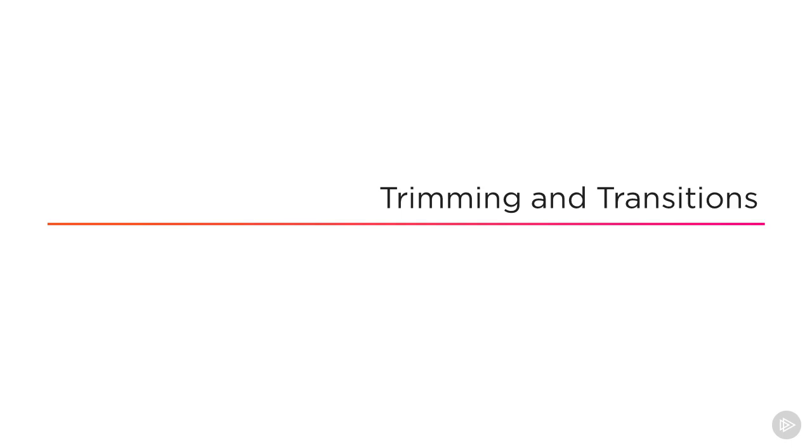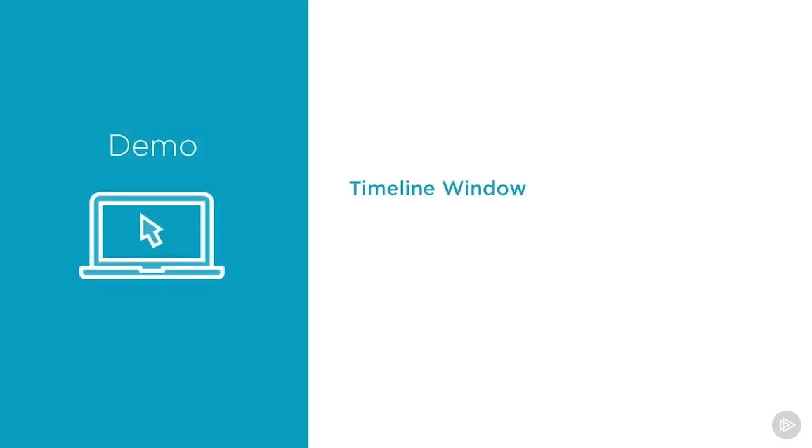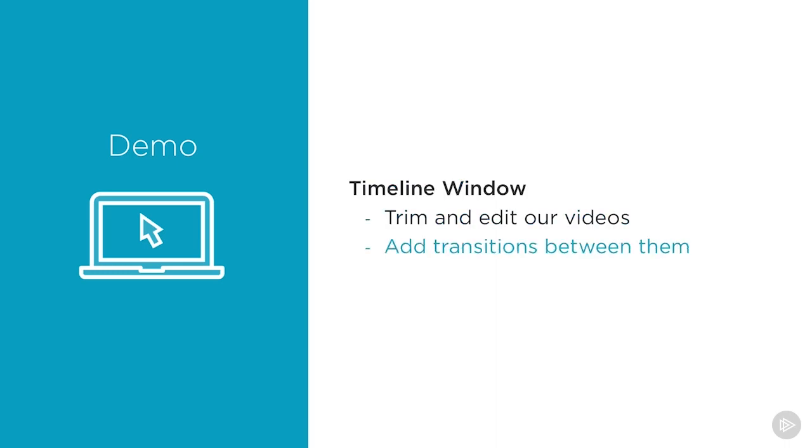Hi, welcome to the second clip of the second module for the Photoshop video editing tutorial. In this clip, we'll begin using the timeline window to trim our videos as well as add transitions between them.